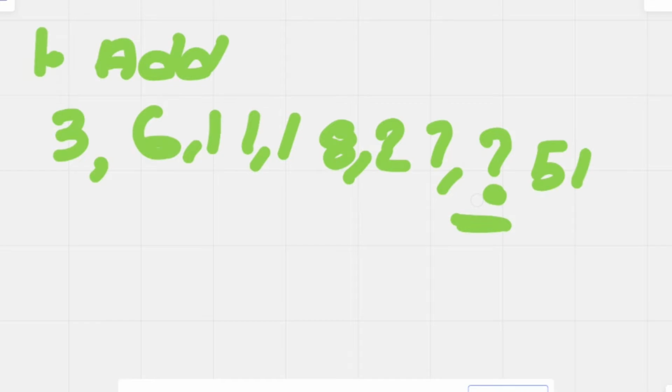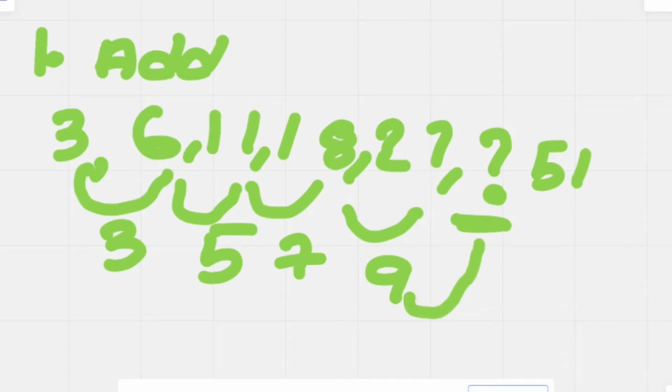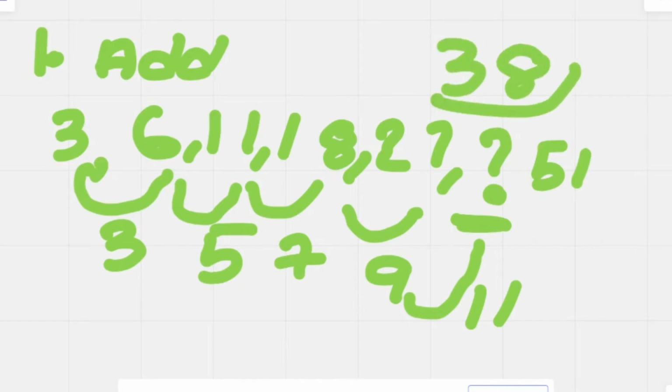The logic is this: the difference between the first two numbers is 3, between the next two is 5, then 7, then 9. They are following the pattern 3, 5, 7, 9, so the next difference is 11. So 27 plus 11 is 38. This is our answer.